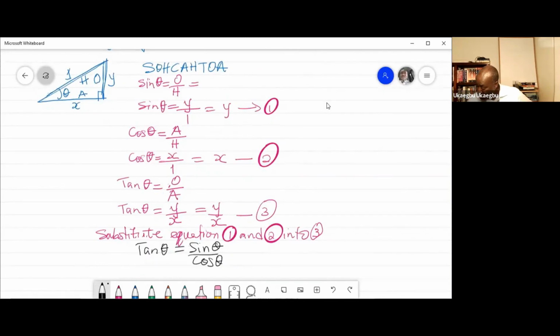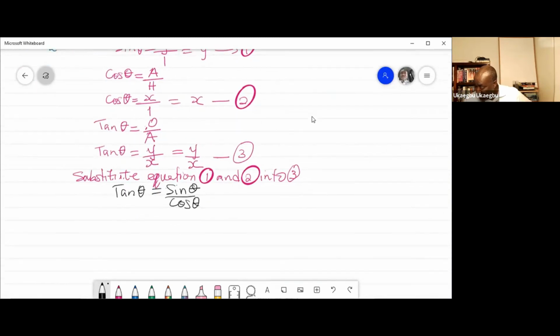I told you, ladies and gentlemen, that this is the first trig identity. So there are other trig identities.